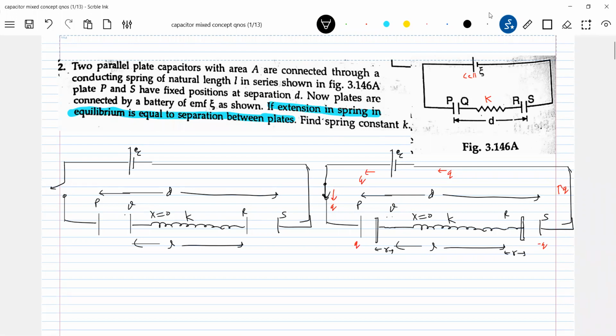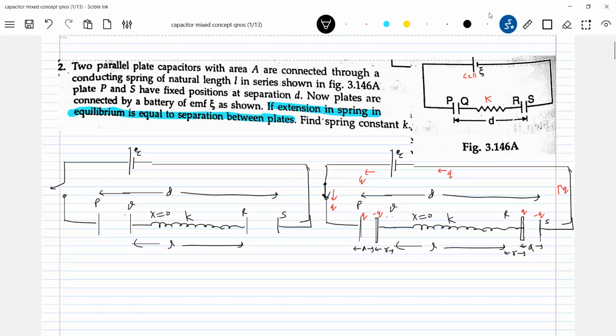And what is the separation? Let the separation be equal to E. Once you get the diagram, it'll be much easier. Now the electrostatic force will act here. I'll show the charge Q and minus Q on the plates, and there is a plate S.